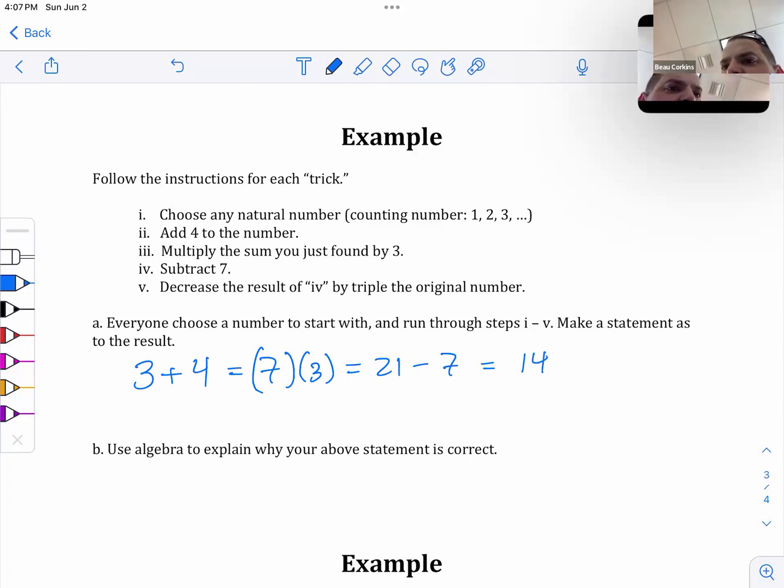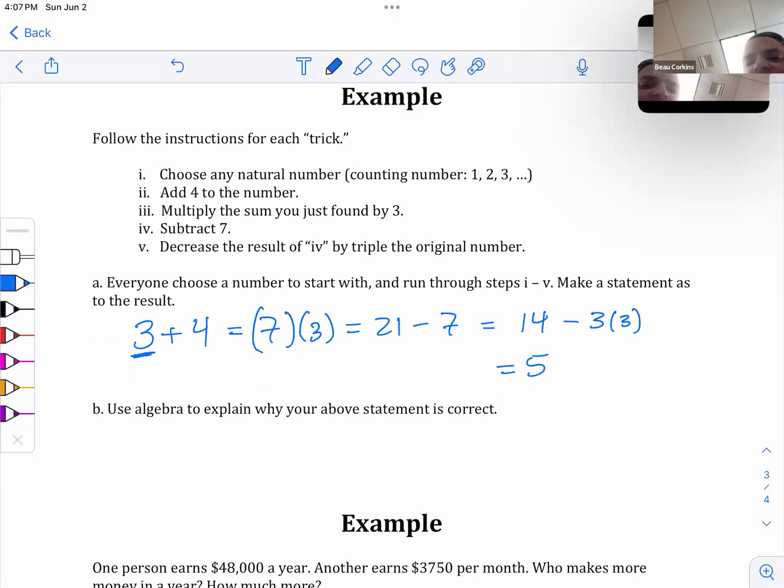And decrease the result by triple the original number. All right, so the original number is 3. That means that triple that was 3 times 3. So 14 minus 9 equals 5. Now, what's interesting is if you pick a different number, you will always end up with 5.